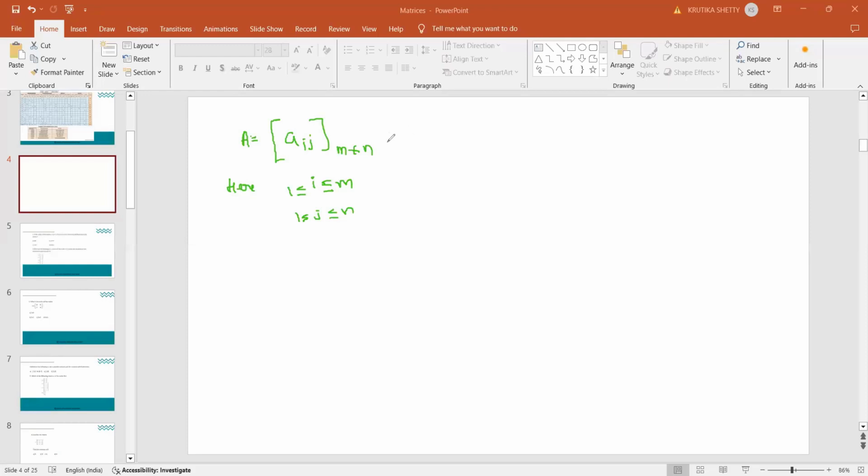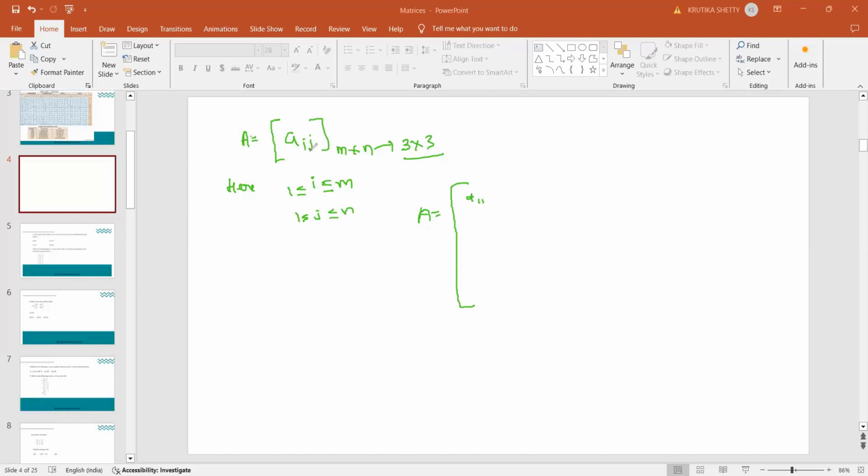Based on this general form, I will be writing a matrix. Pay attention. I will be writing a 3 cross 3 matrix. It will consist of 3 rows and 3 columns. Try to understand this matrix. It is very helpful to understand the types of matrices. See, the first element will be a11. So i and j indicate the position. m and n indicate the number of rows and number of columns.